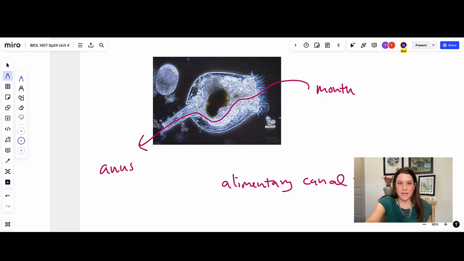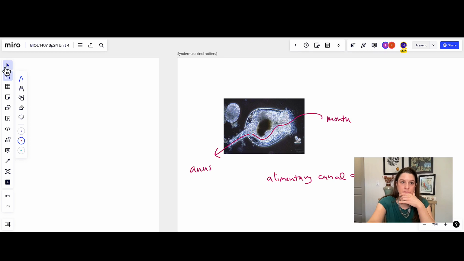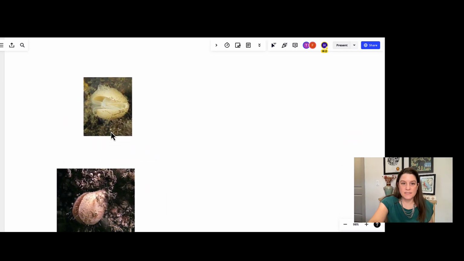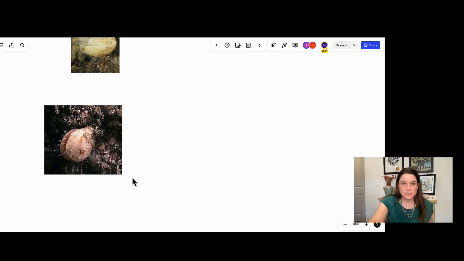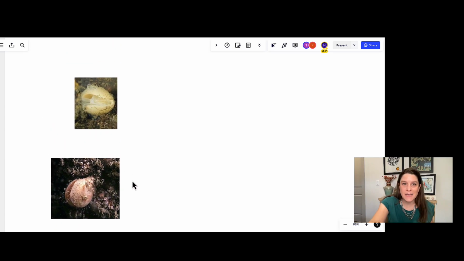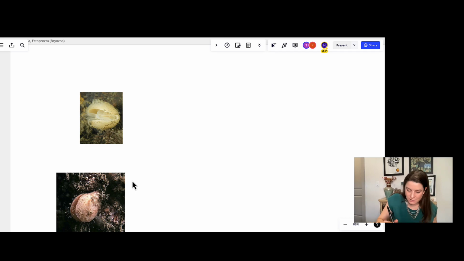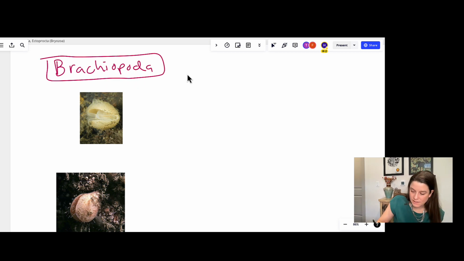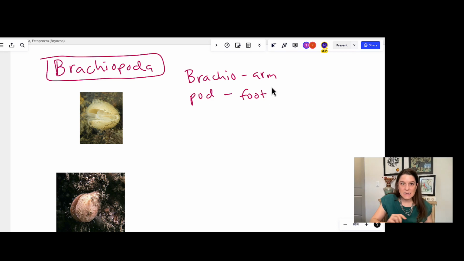Versus a gastrovascular cavity. The Brachiopoda, or brachiopods, neither of these really have a stalk, but they look like a clam on a stick or a clam on a stalk. So these are the examples of Brachiopoda. Brachio is referring to arm, and we know poda is referring to foot or leg.